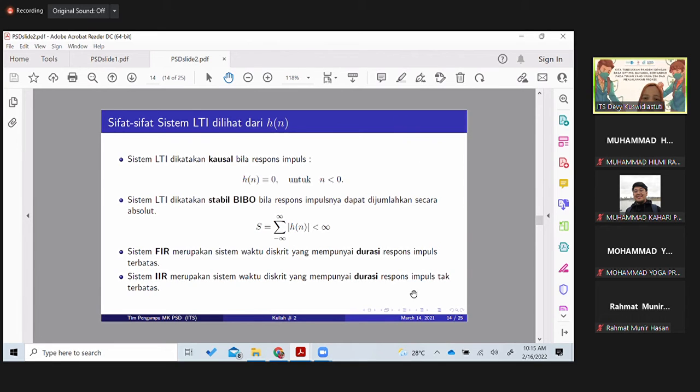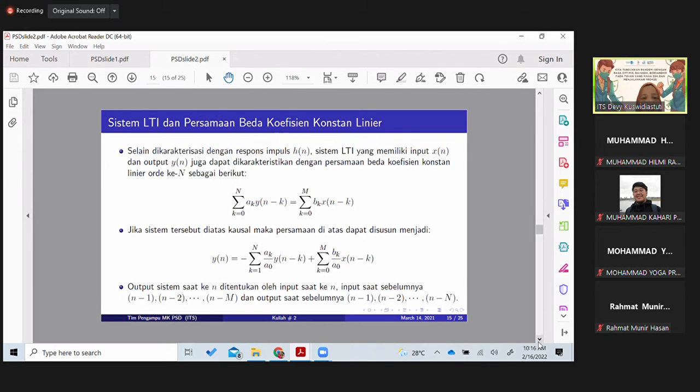So this is what you could determine only by seeing the impulse response of the system. Many things you can determine only by analyzing the impulse response of the system. So it is necessary to understand and to know about this impulse response.